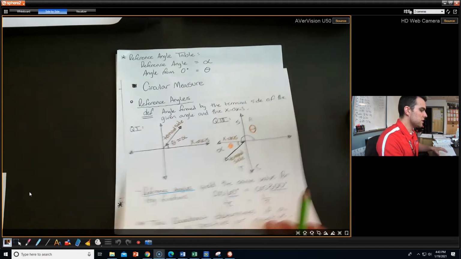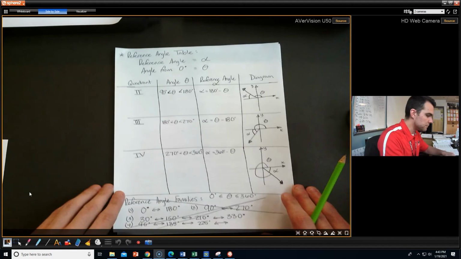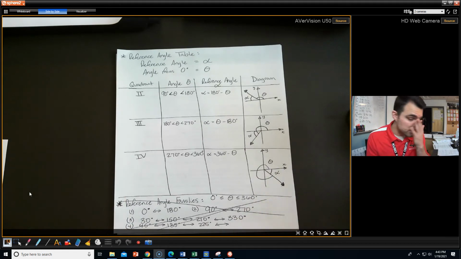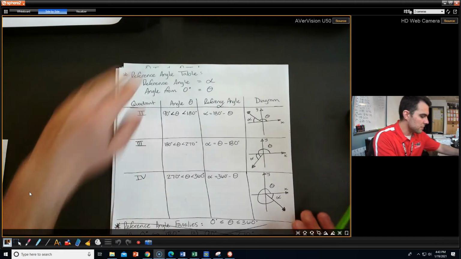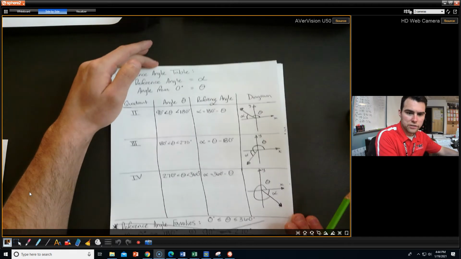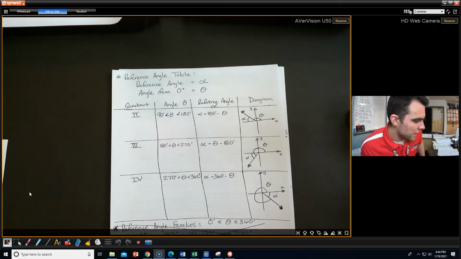Let's move on. Let's look at this reference angle table, okay? I know it's a lot to write, so take your time on it. Ignore the bottom part, I kind of messed up. And just focus on these reference angles in this table.